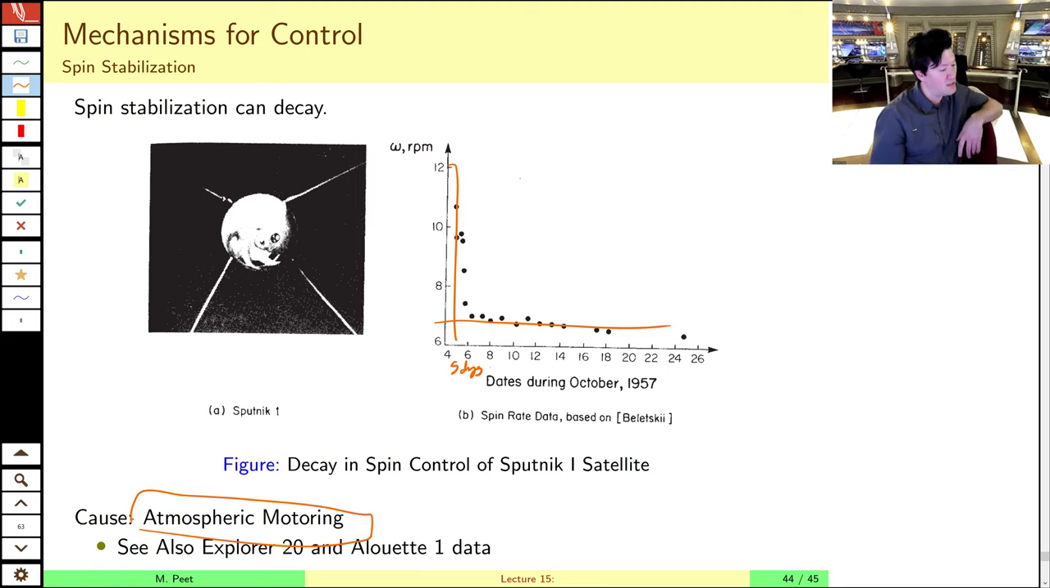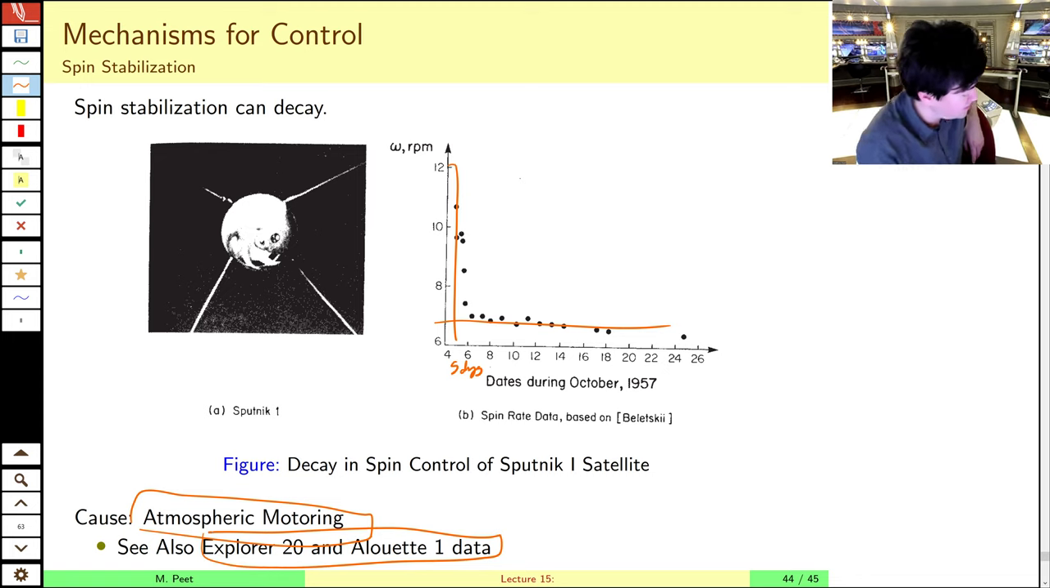The reason given was atmosphere. There's another example of spin stabilization going wrong, which we'll talk about next time, which is the Explorer 20 and the Alouette spacecraft.